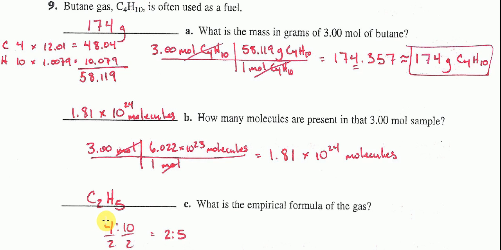Well, here's my ratio, 4 to 10. I can divide both of these values by 2, and I'll get 2 to 5. And so I can't reduce this any further and still have them both be whole numbers. So this is my ratio. This is my smallest whole number ratio of elements in this compound. So the empirical formula of butane is C2H5.